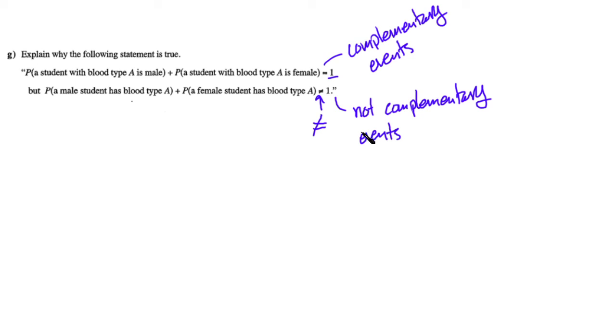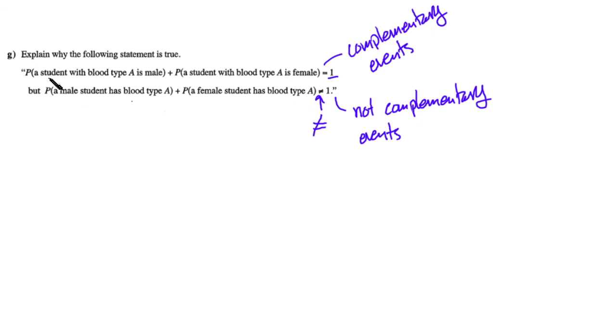Why? Well, because there are more than that one blood type, right? So a male student could have blood type O or B or AB. So these are not complementary events. They could not add to 1, right? So just because you know the probability of a male student having blood type A, you cannot determine the probability a female student would have blood type A, because there are other blood types as well, right?